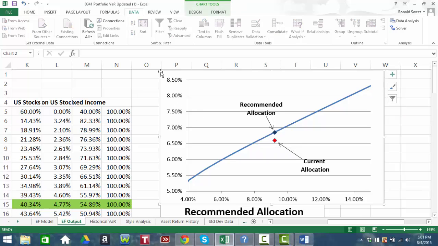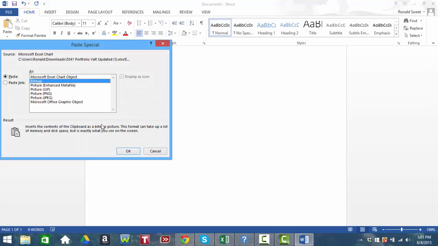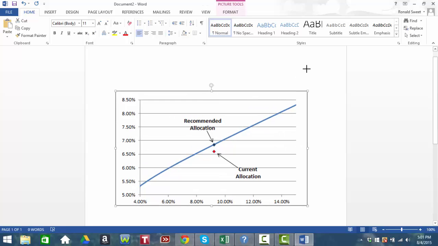on this graph, right click and copy it, then go over to Word and click the paste button, paste special, and I like to use bitmap. You bring that over and you can resize it. If you want it in Excel, you could add a title to it. You can clean it up, get it in Excel looking exactly like you want it.